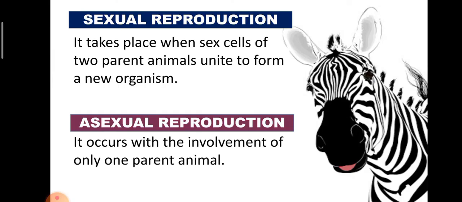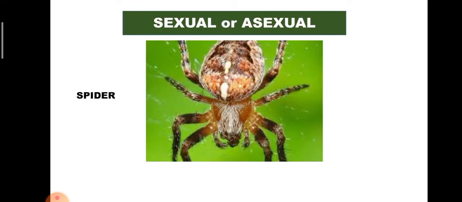Now, let us remember. Sa sexual reproduction, it takes place when sex cells of two parent animals unite to form a new organism. In asexual reproduction, it occurs with the involvement of only one parent animal. So, dapat maging klaro tayo sa difference between sexual reproduction and asexual reproduction. Let's have our activity. I want you to tell me if the picture reproduce sexually or asexually.